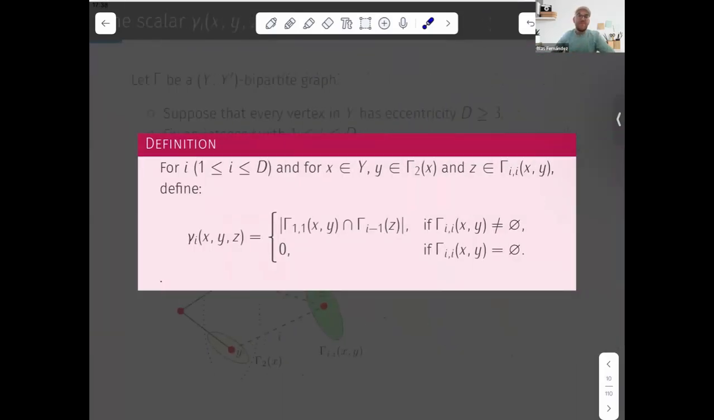So how will we define it? In case we don't have vertices at distance i from both x and y, this scalar gamma i is going to be 0. Otherwise, if we have vertices at distance i from both x and y, this scalar gamma i will be the number of common neighbors of x and y which are at distance i minus 1 from z. So this is a triple intersection now.